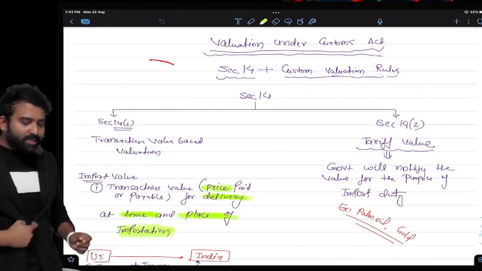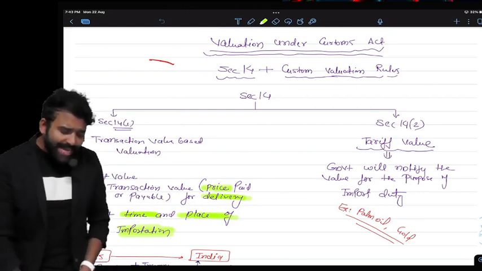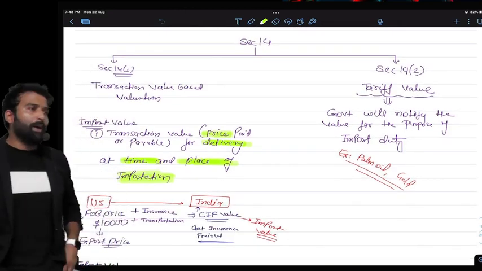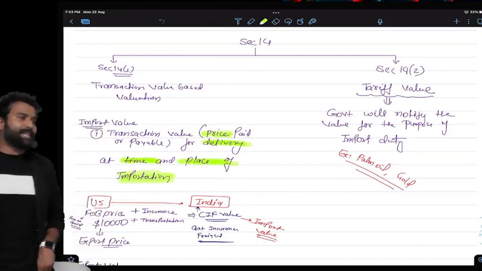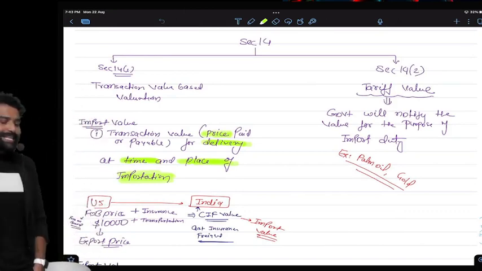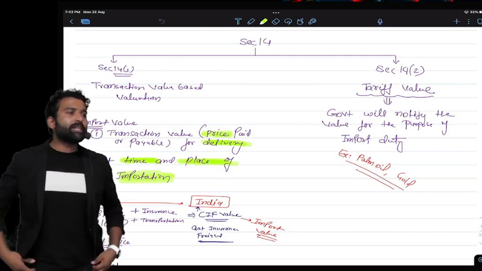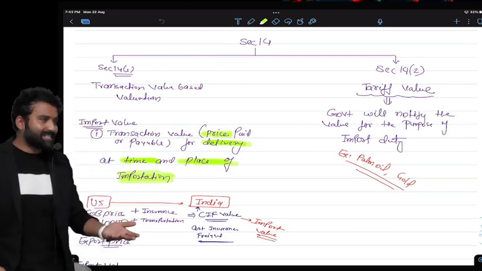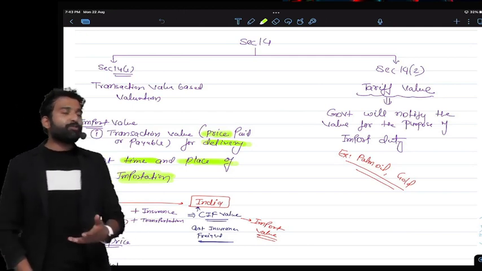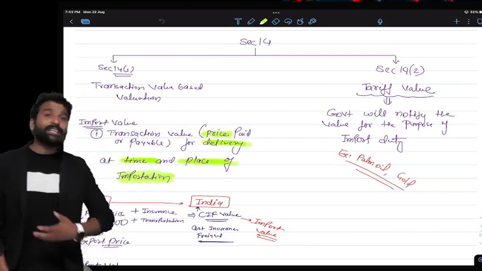Now, what about this section? Actually, this section is divided into two parts: section 14 subsection 1 and section 14 subsection 2. Section 14 subsection 1 talks about the value based on transaction value, like actual price. And section 14 subsection 2 talks about the tariff value.